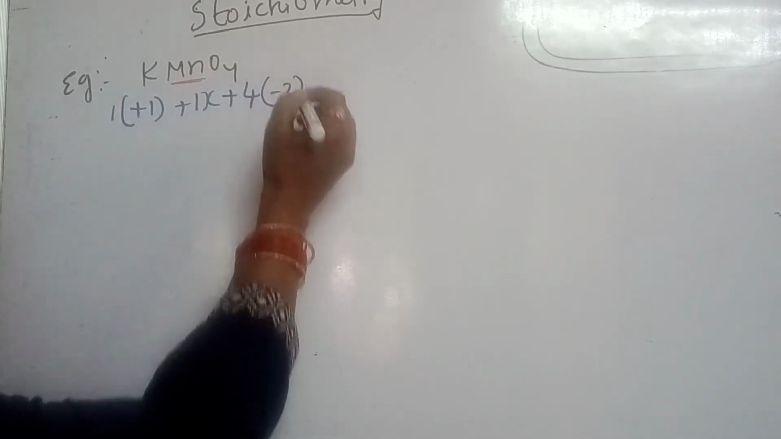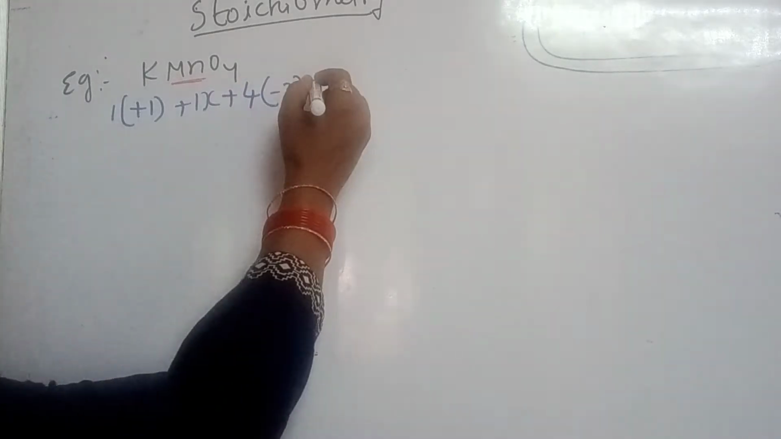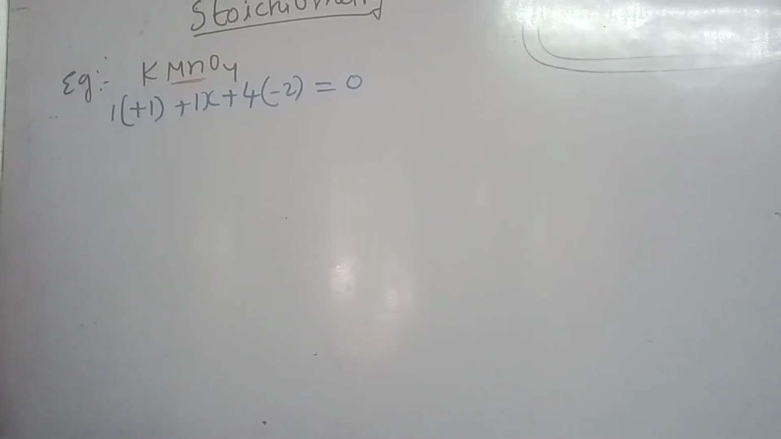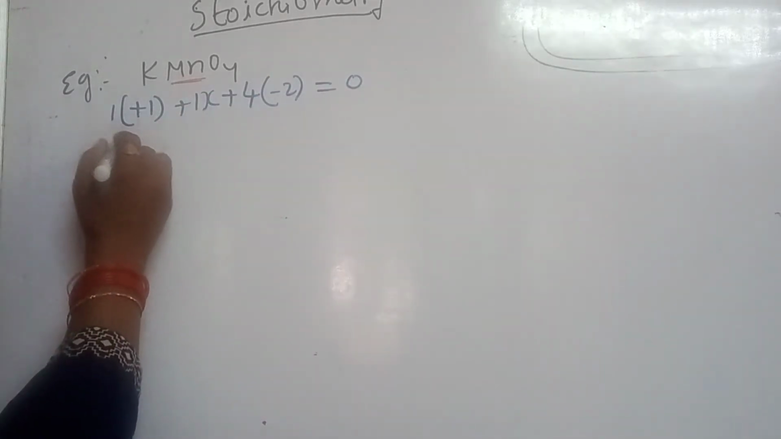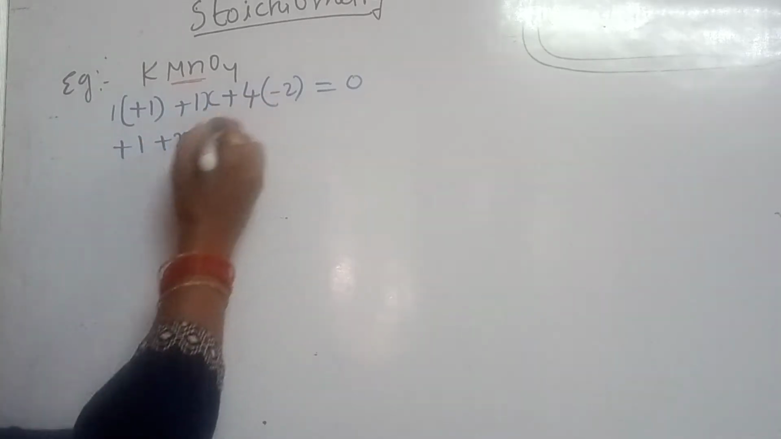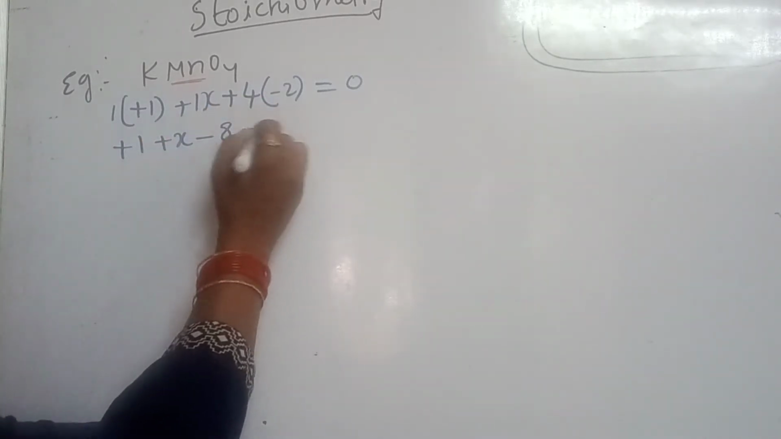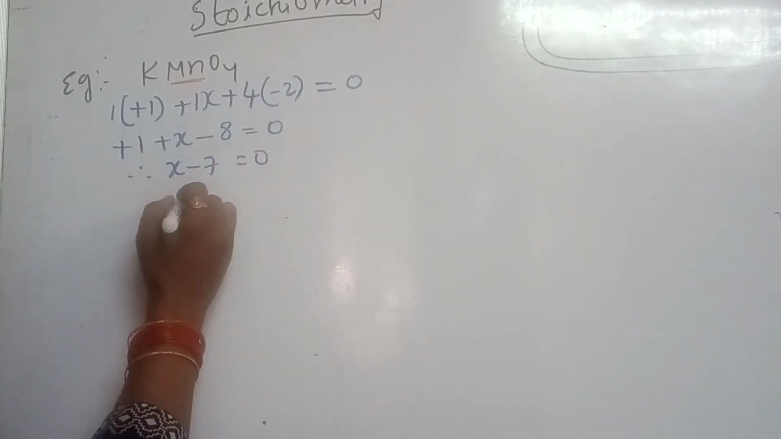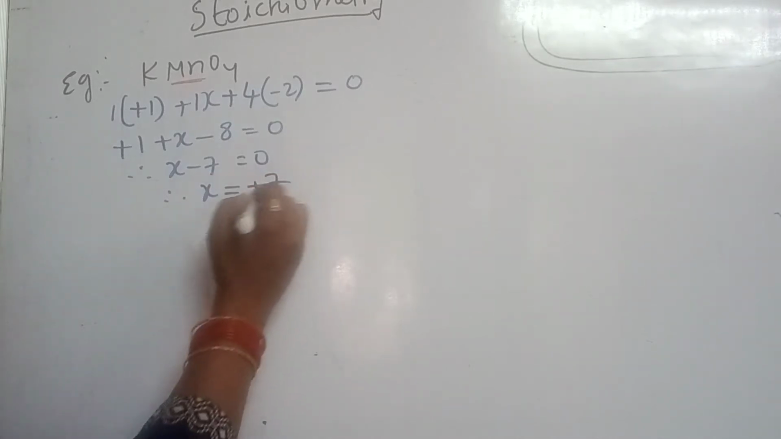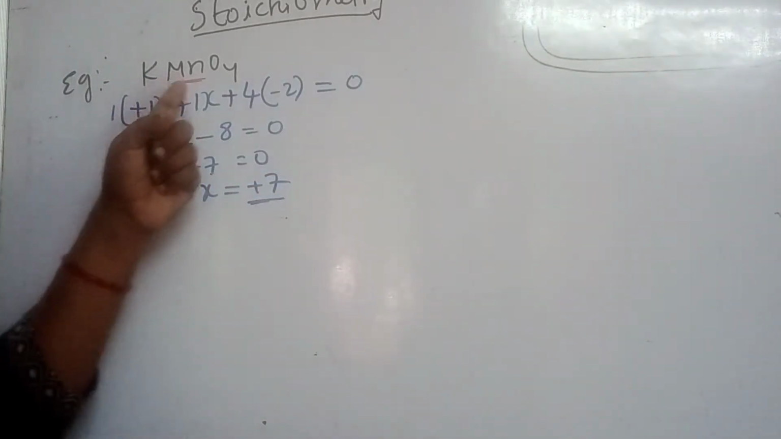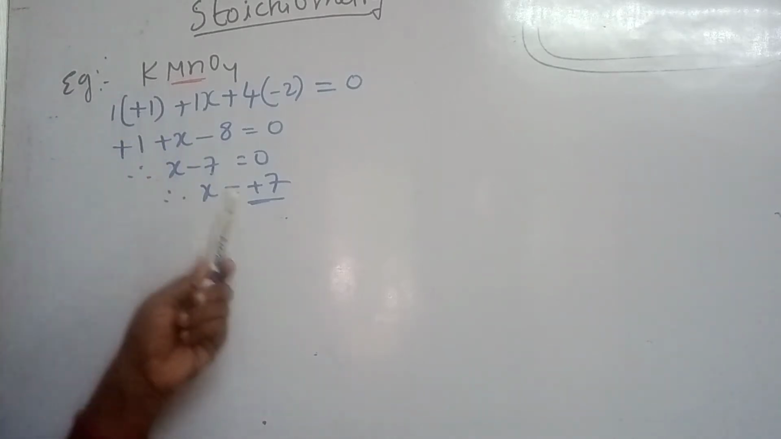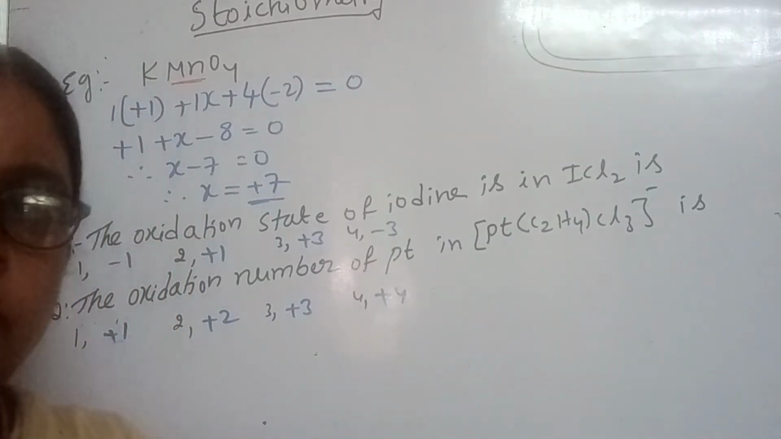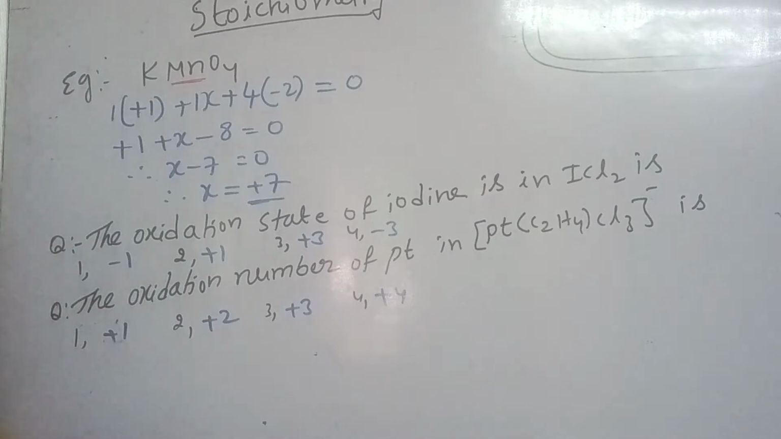And the oxidation state of oxygen is normally how much? -2. It is equal to 0 because the given compound is neutral. Here what do we get? +1 plus x plus 4 times -2, that is -8, is equal to 0. So x minus 7 is equal to 0, therefore x is equal to +7. That means the oxidation state of Mn in MnO4 is +7.